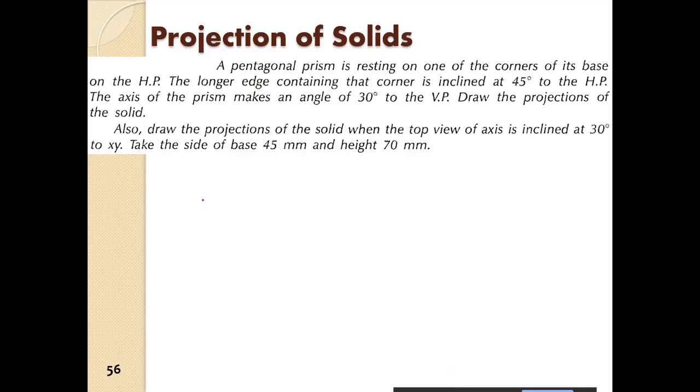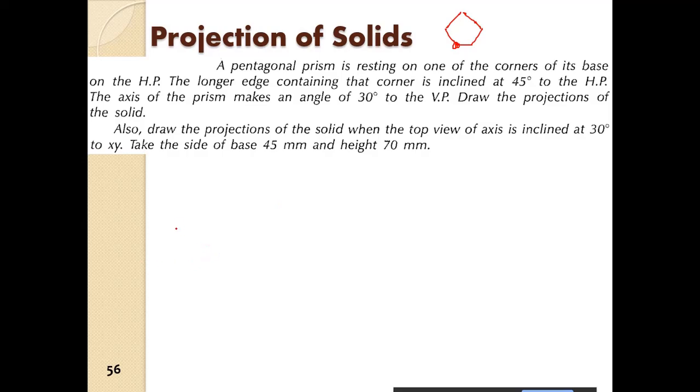So a pentagonal prism. So the face is of this manner. The pentagonal prism is resting on one of the corners of its base. So one of the corners of its base is on the HP. The longer edge containing the corner is inclined at 45 degree to the HP. Alright. And the axis of the prism is making an angle of 30 degree to the VP.